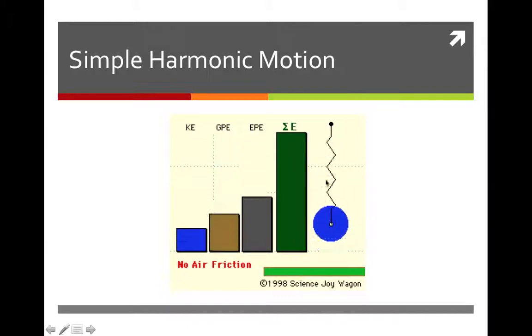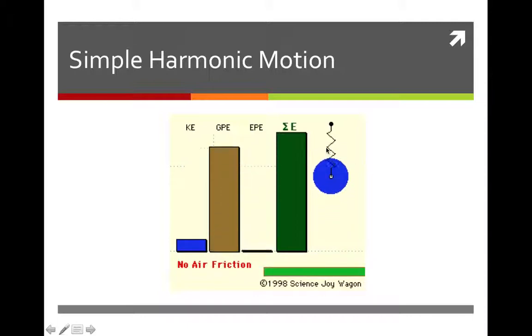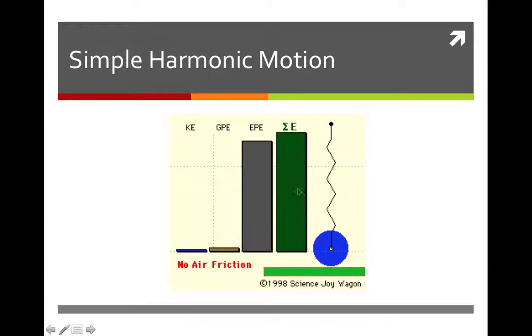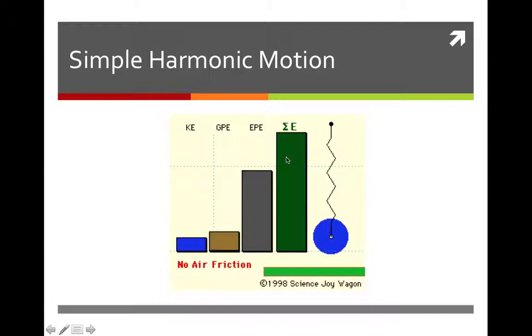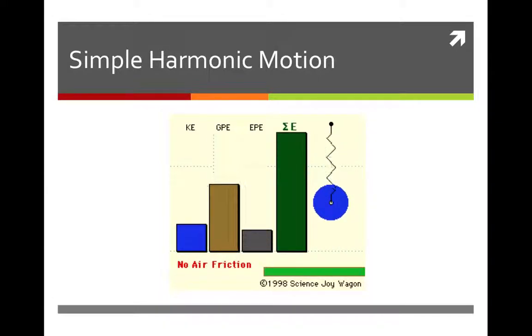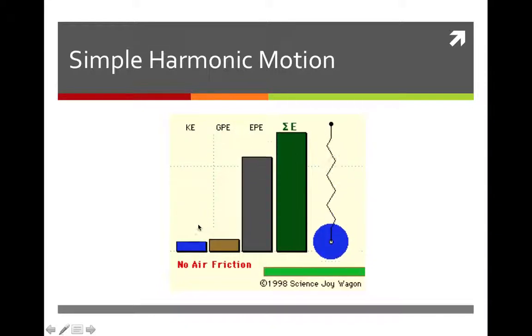And by the way, I love this animation because it shows a vertical spring, and it's just saying, well, what kind of energies do you have? Well, the total energy is constant, and that is the heart, the crux of simple harmonic motion. Constant total energy.